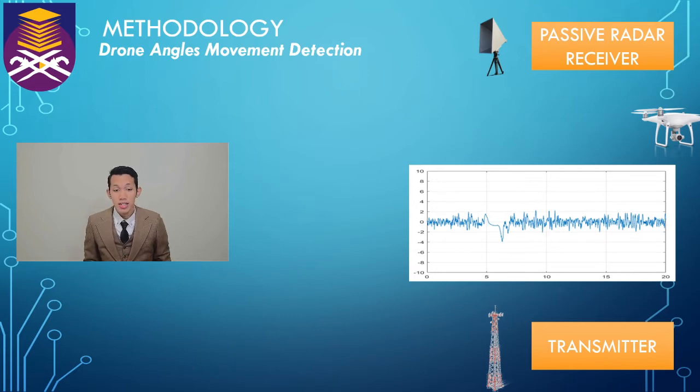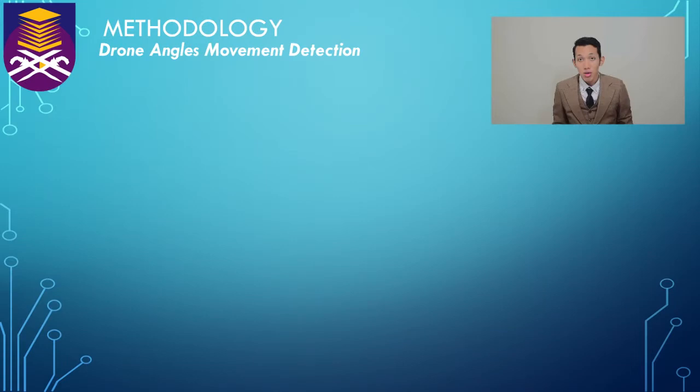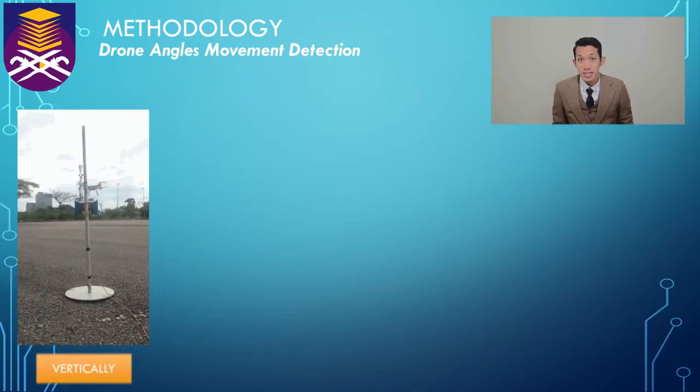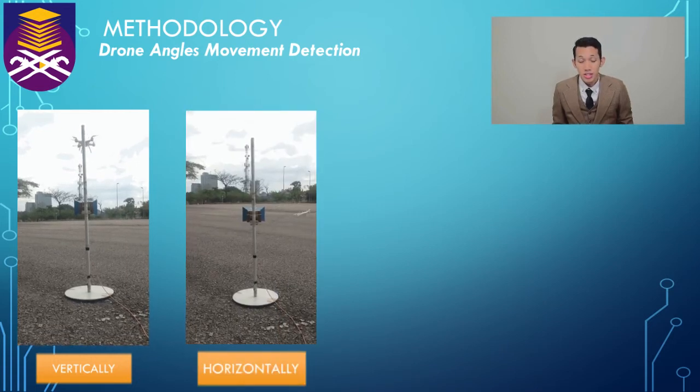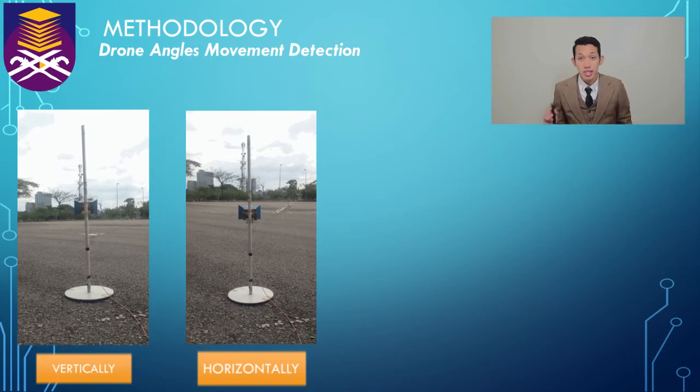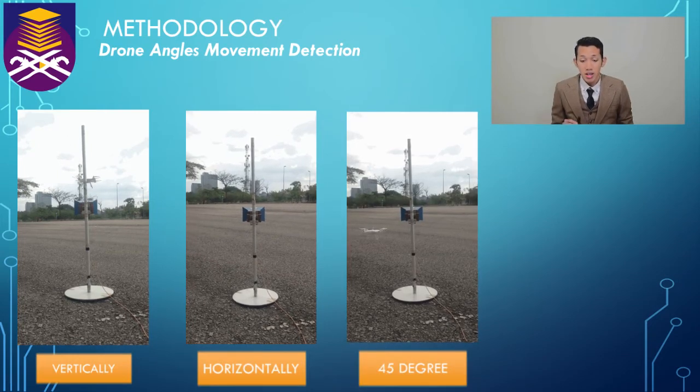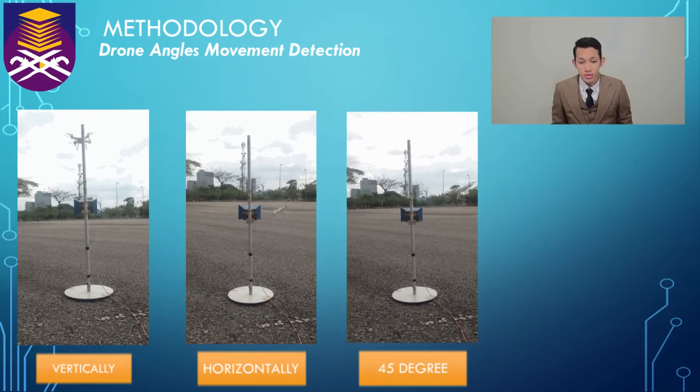So I will explain my angles of movement. First is vertically, meaning the drone moves upwards and downwards, crossing the baseline in front of the passive radar receiver. My second is horizontally, which means the drone flies from left to right and right to left. And lastly is descending 45 degrees downwards and ascending 45 degrees upwards. These are my angles of drone movement.